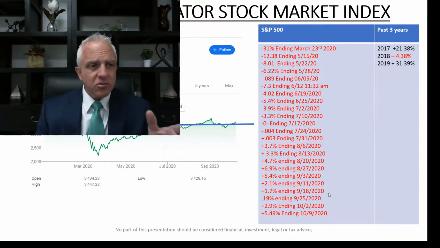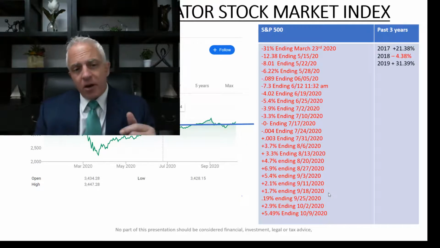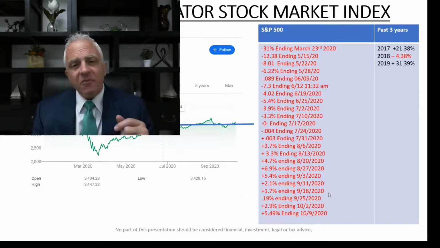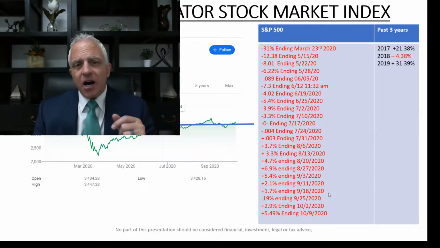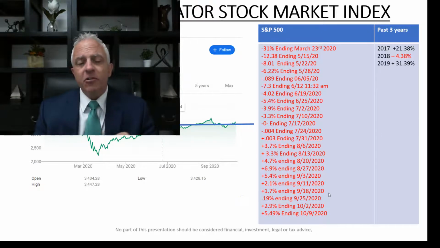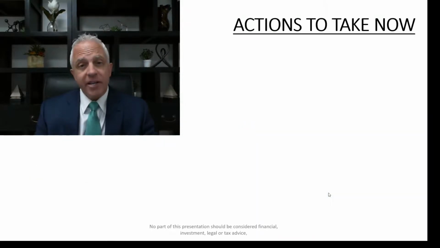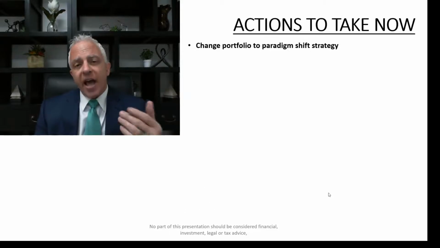Well, shortly before the close here, we're up 5.49% on the S&P 500, and this week the Dow actually went into a positive zone for the year compared to where we were in February. So it is coming back. Actions to take right now.